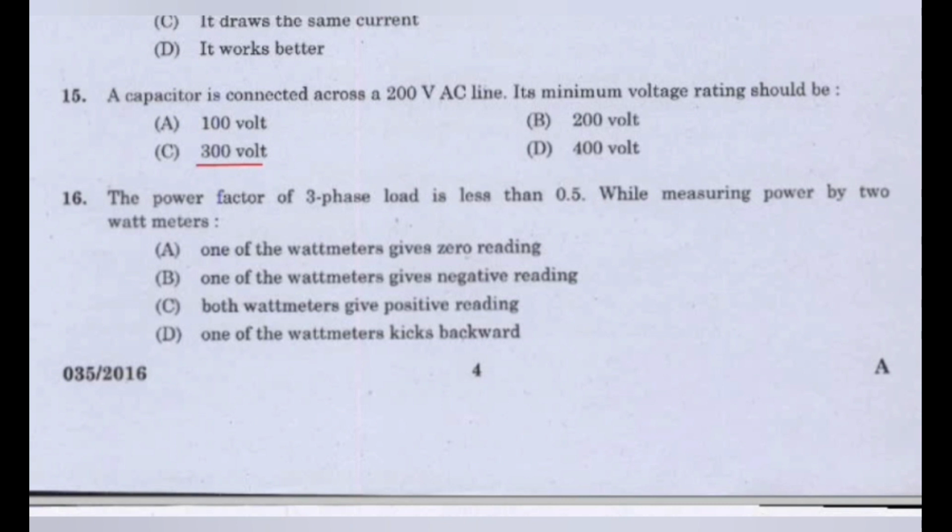Question number 16. The power factor of three-phase load is less than 0.5 while measuring power by 2 wattmeters. Option A. One of the wattmeters gives 0 reading. Option B. One of the wattmeters gives negative reading. Option C. Both wattmeters give positive reading. Option D. One of the wattmeters kicks backward.